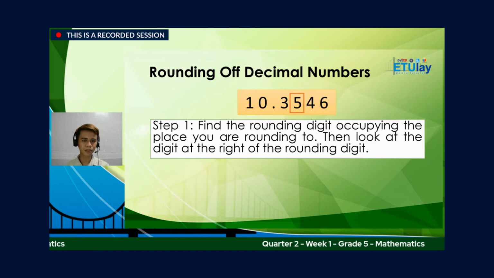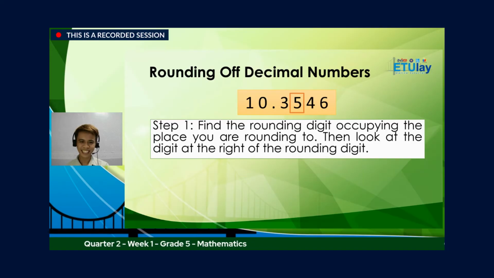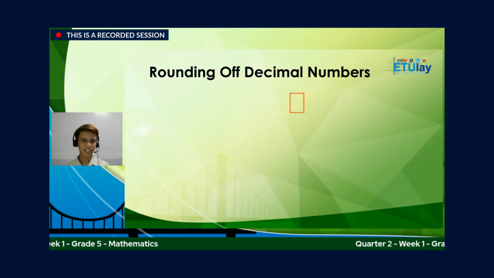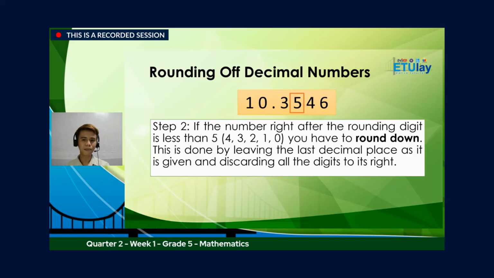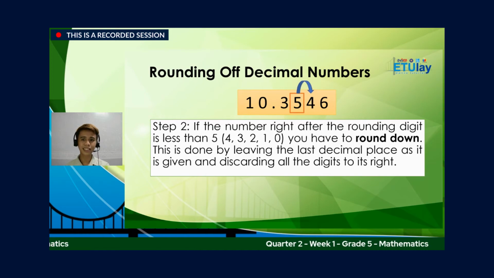Sabi dito sa step number 1, then look at the digit at the right of the rounding digit. Ano nga ba ang nasa right ng ating rounding digit? Is it 3 or is it 4? Yes, it is 4. So dito sa step number 2, kailangan pa rin natin malaman kung ano yung ating rounding digit at yung number na nasa right niya. So, katulad ng sinabi natin kanina, ang nasa right ni 5 ay yung 4. So, we can now proceed with step number 2.